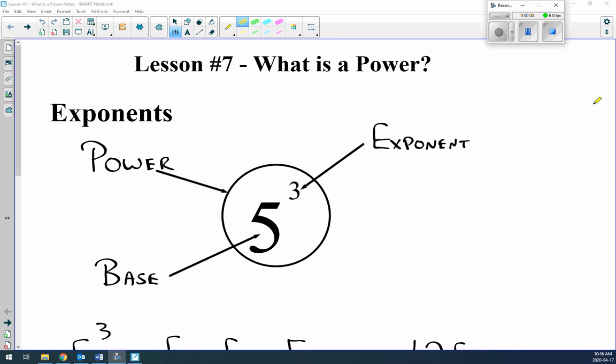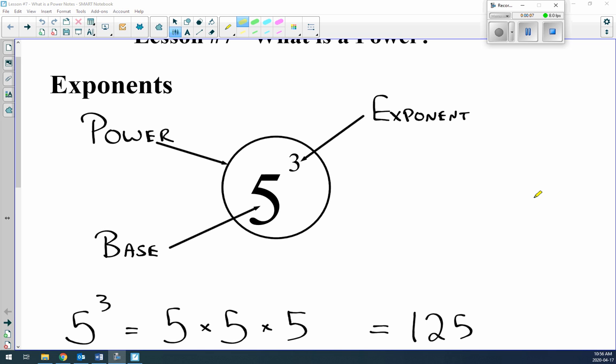Lesson number 7. What is a power? Well, powers are just shortened ways to write long, complicated stuff. So let's talk about exponents here. What we have is a number down here, the 5. That's known as the base. The 3 up the top here means the exponent, and the whole thing together is known as the power.